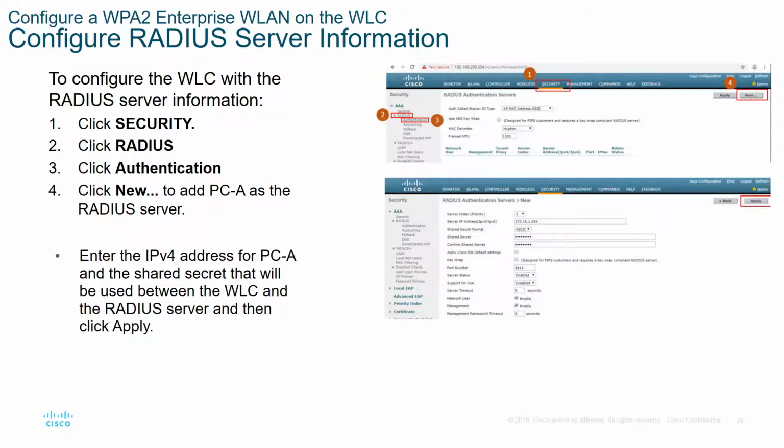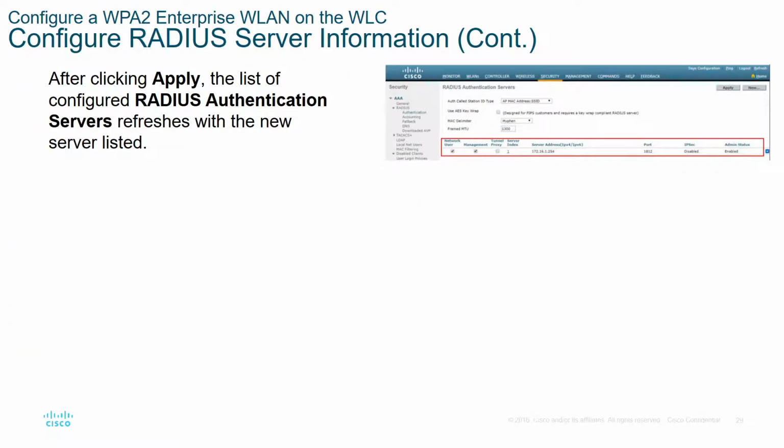The wireless LAN controller will now forward SNMP log messages to the SNMP server. Configure RADIUS server information. To configure the wireless LAN controller with the RADIUS server information, click Security, click RADIUS, click Authentication, then click New to add PCA as the RADIUS server. Enter the IPv4 address for PCA and the shared secret that will be used between the WLAN controller and the RADIUS server, and then click Apply.